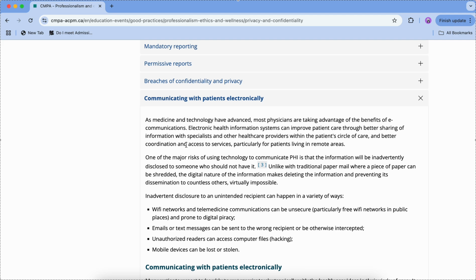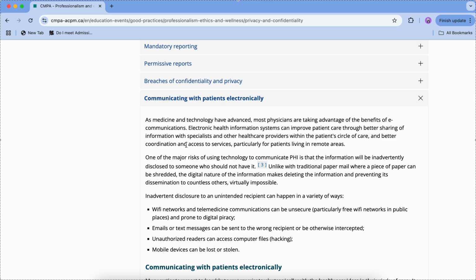As medicine and technology have advanced, most physicians are taking advantage of the benefits of e-communication. Electronic health information systems can improve patient care through better sharing of information with specialists and other healthcare providers within the patient's circle of care, and better coordination and access to services, particularly for patients living in remote areas. It's a very common thing, I don't have to explain why. When we have an electronic medical record, we send a consult for a patient who is living 20 or 60 kilometers away from where you work, but you can ask one of your specialists who is a few hours away from you. So all these three things can be connected when you have a common platform, which is our electronic medical record.